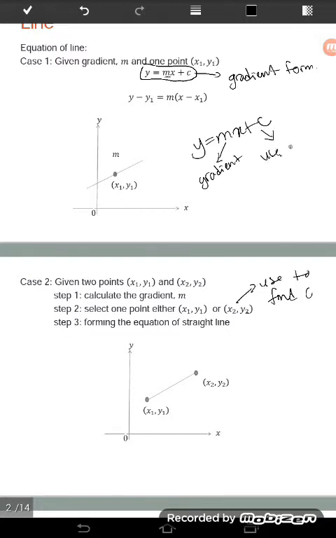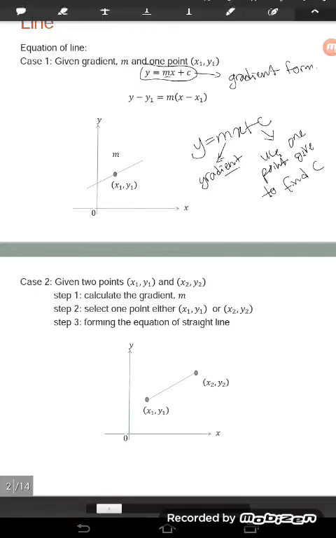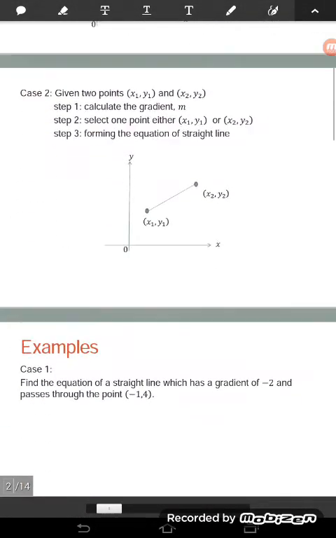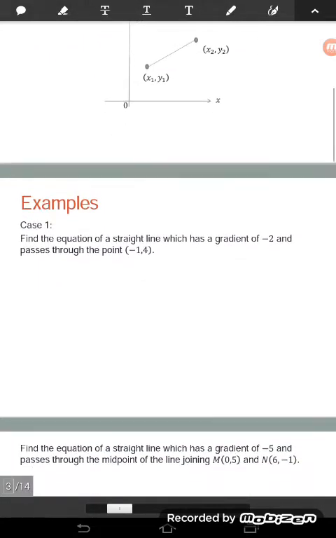Okay, so use 1 point given to find c. Okay, so kita fokus pada ni lah, y sama dengan mx tambah c. Okay, so kecerunan, so apa yang kita perlukan gradient dan satu nilai c, yang mana c kita boleh cari dengan menggunakan satu titik yang diberi tu.